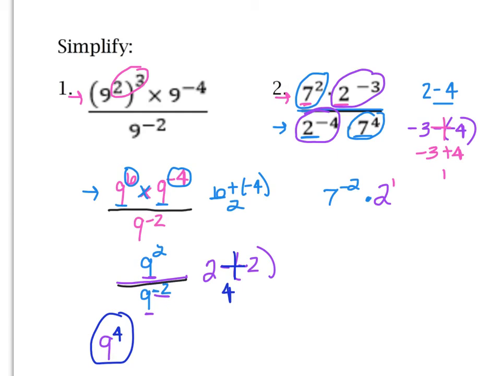Now, this is where you still have to understand how to turn this negative exponent into a positive. I can't simplify anymore, but this is technically not the best way to express my final answer. My 2 to the 1st power is just 2. It's going to stay there. But remember, if I have a negative exponent, I can turn it into a positive by putting it in the denominator. So my final simplified answer is 2 divided by 7 to the 2nd power.